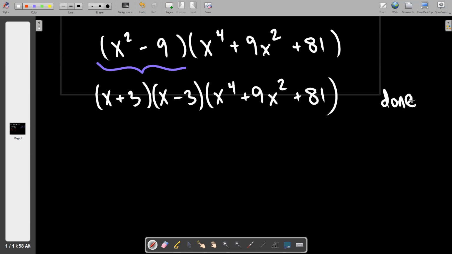So when it comes to this problem, it's over, because x to the fourth plus 9x squared plus 81 is a dead factor. So that's the end of that. So far, so good. Okay.